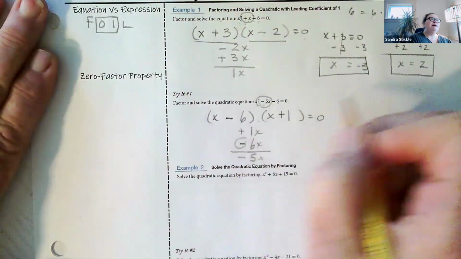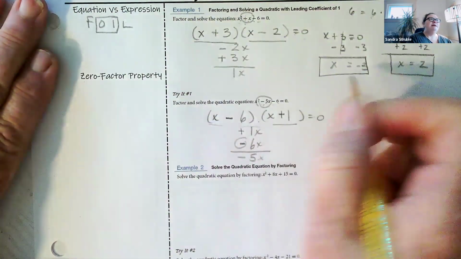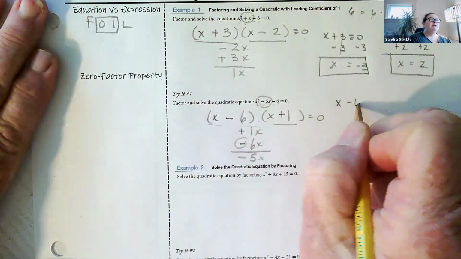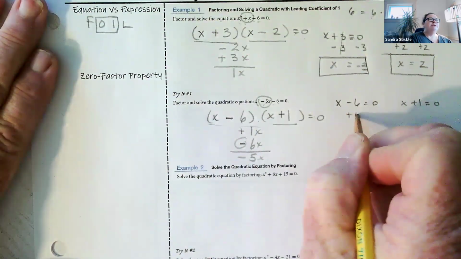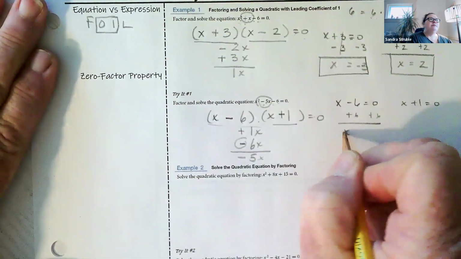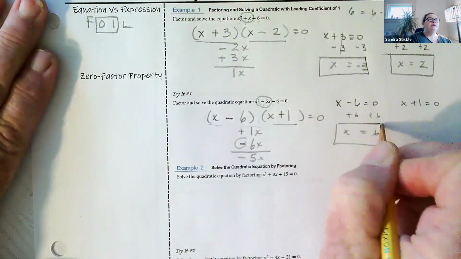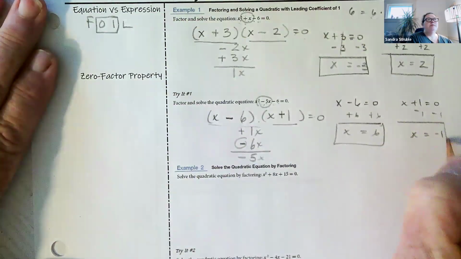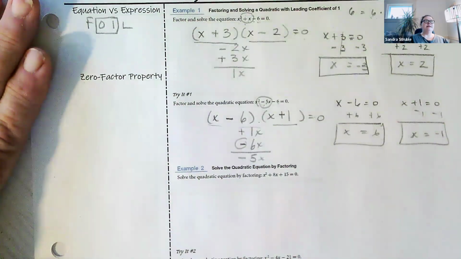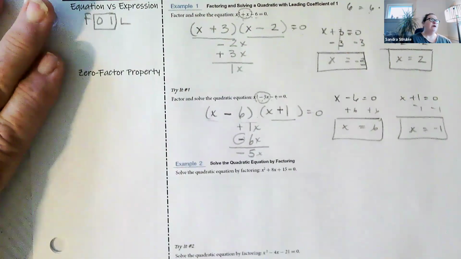Once I get this set up, I can just take each of these binomials and set them equal to 0. I'm going to add 6 to both sides. There's 1. Subtract 1 from both sides. So my answers are x is equal to 6 or x is equal to -1.